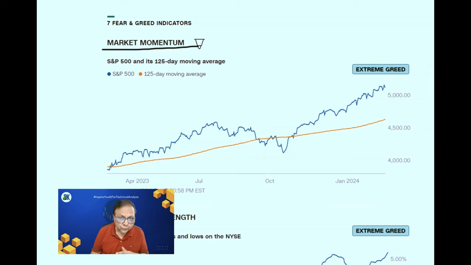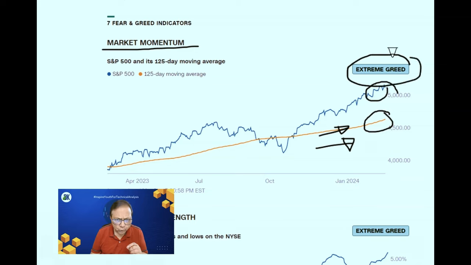Now we will check the market's momentum with respect to S&P 500. It is always useful to look at the stock market levels and compare them to where they have been over the past few months. When the S&P 500 index is above the moving average for the period 125, the market momentum is considered to be good. We can see S&P 500 is far on the upside with respect to the simple moving average 125. So even this indicator is indicating that the market is in the extreme greed zone.